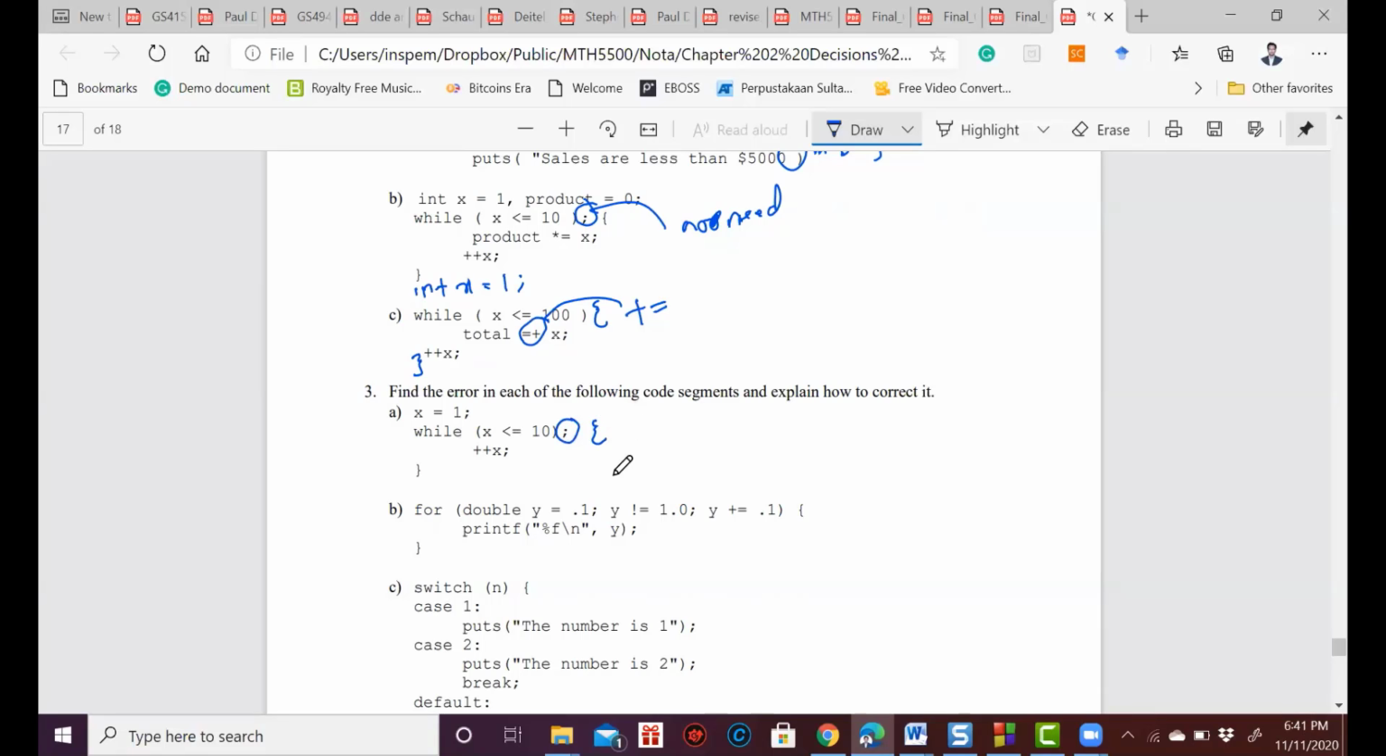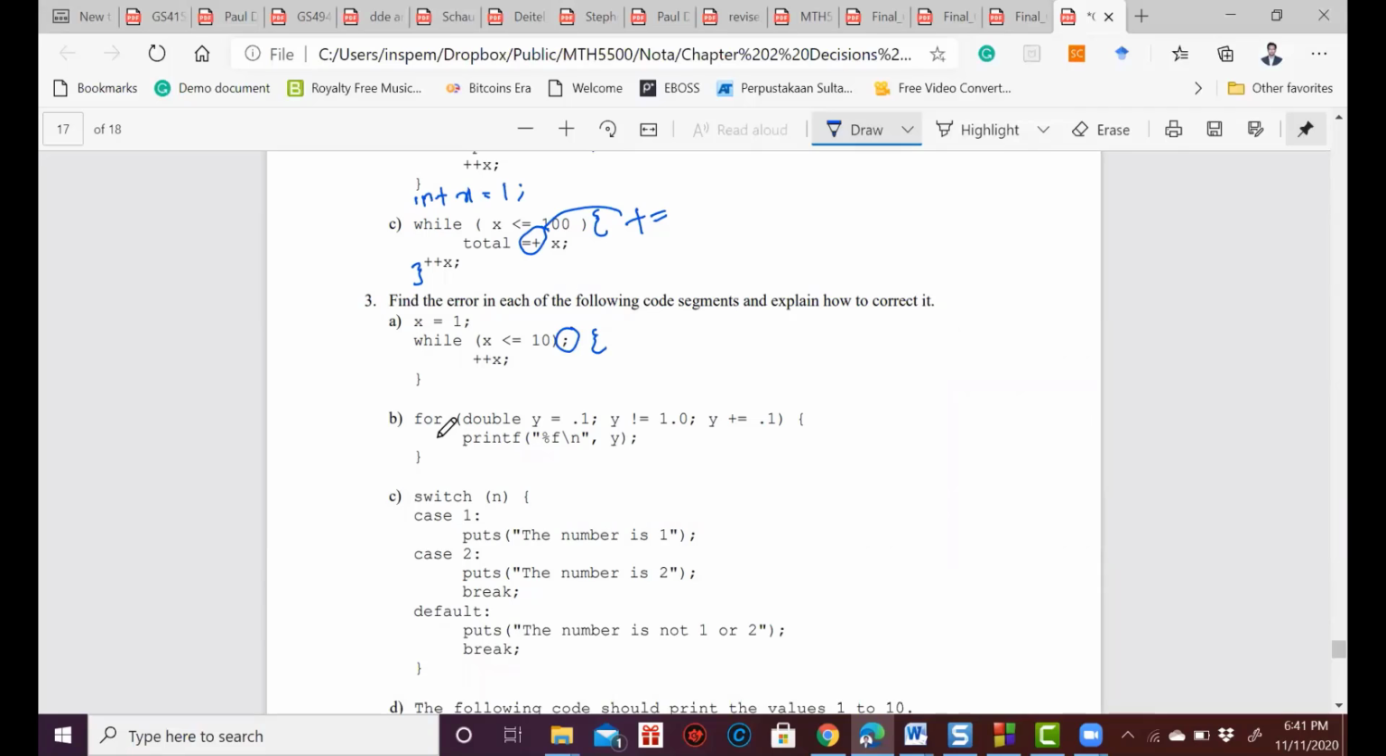Is there any other error? Okay, no. Second, B. This one is okay, I think. Then B. Here, I think this one is not the stopping condition. If you run this one, this is the error. This one should be less equal. If you put it like this, you can try. This is what we call infinite looping, because the logic does not stop.